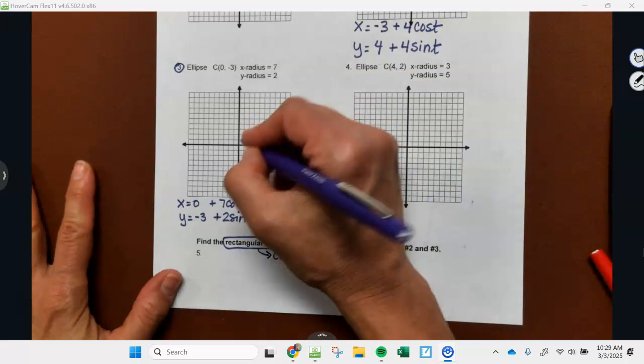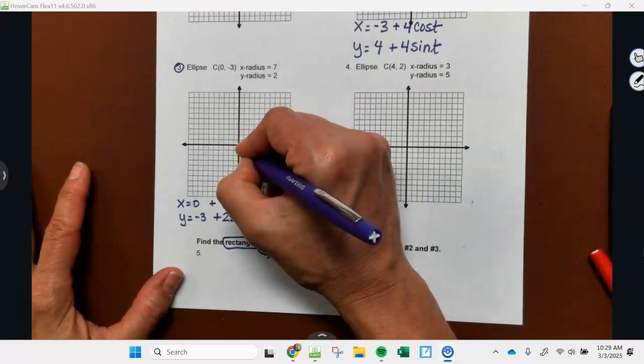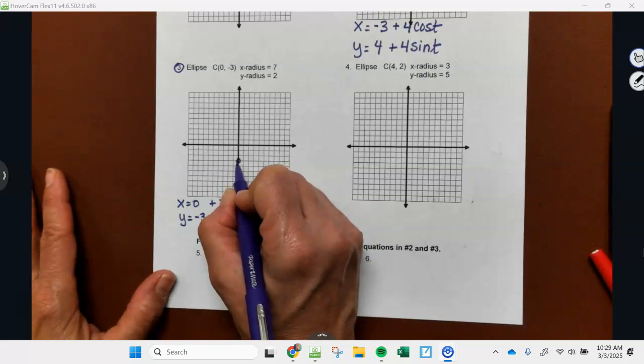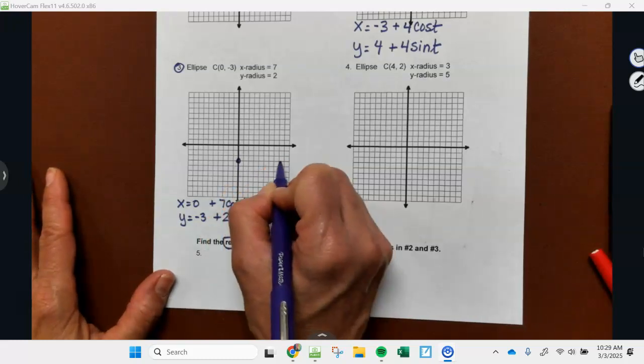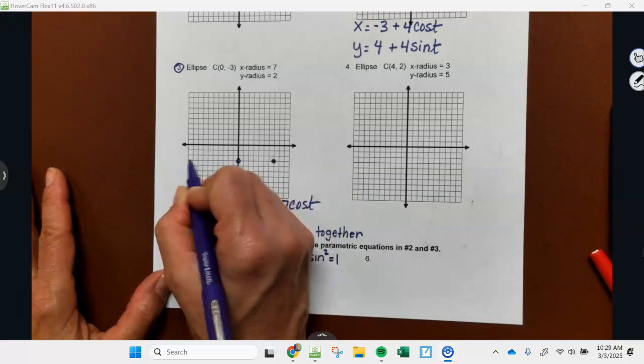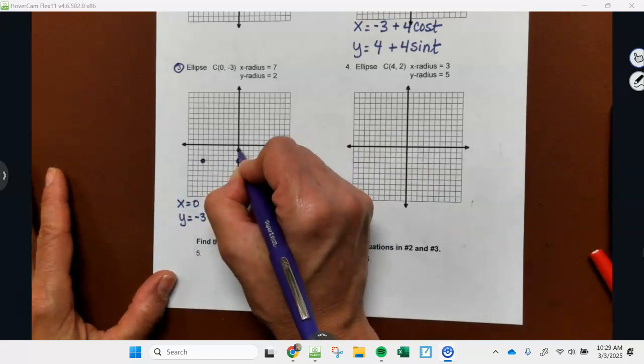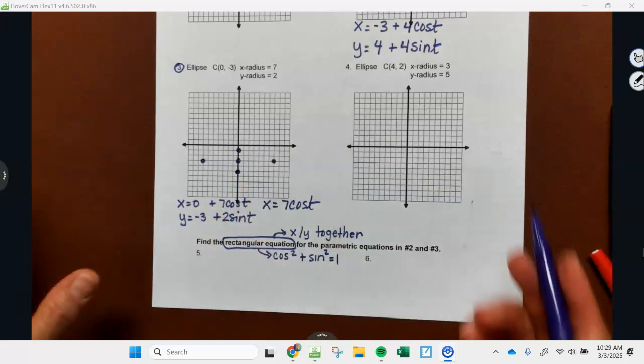All right, very quickly, we're just going to plot this. X radius is 7, so I go 7 in both directions. And then the Y radius is 2. So easy.